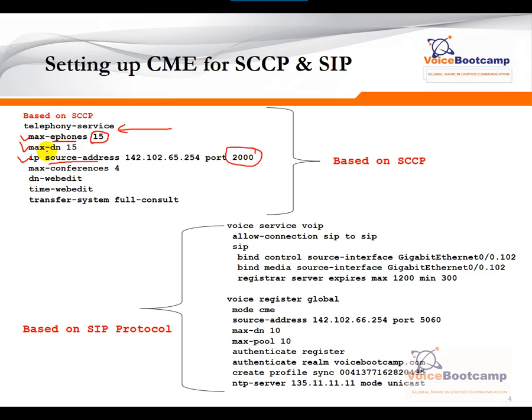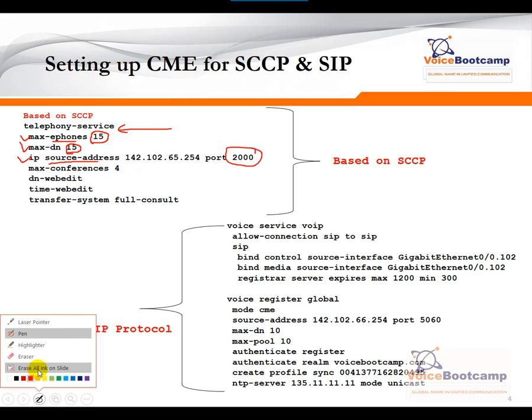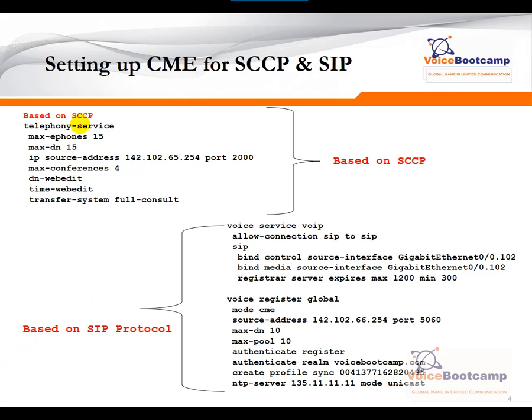And max-dn represents the number of extensions. So in this case, 15 extensions, for example. Now, once you define this, all other parameters you see here are not really mandatory, but these three commands are definitely mandatory. Now, this is what you type when you're configuring, let's say, a Skinny-based solution.